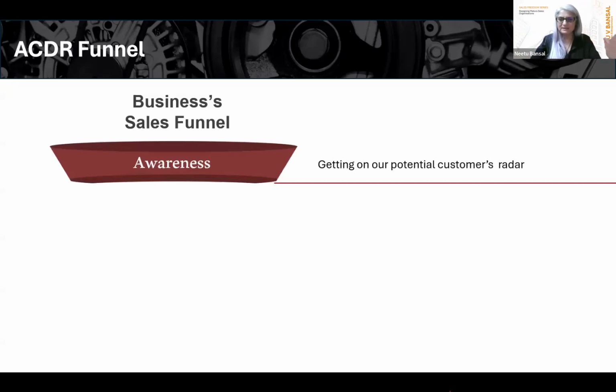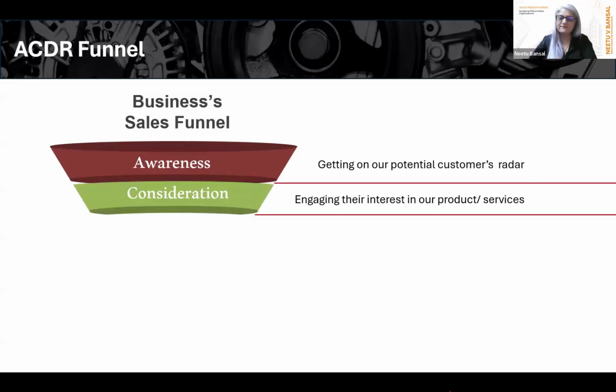Here I've created a very simple sales funnel. The first one is the awareness stage, then we have consideration. Awareness is when your customer gets to know about you. Second, they start talking to you to get an understanding of your product or services. That's called the consideration stage.